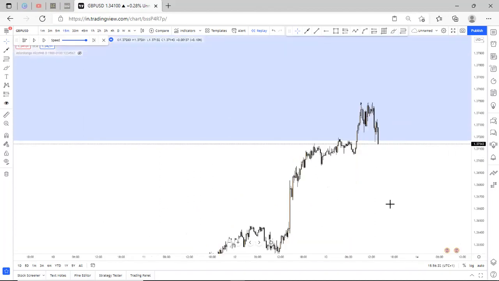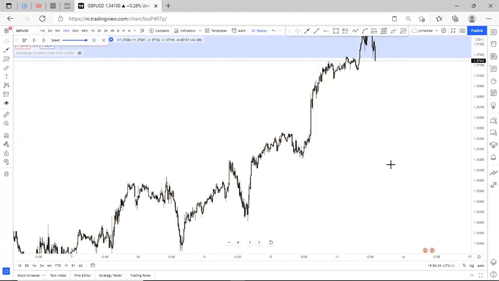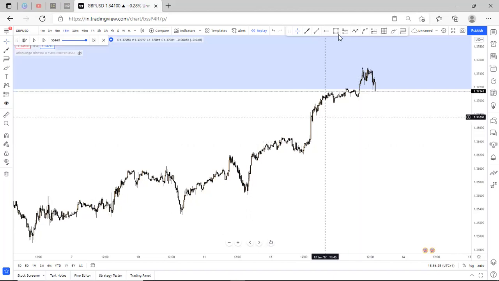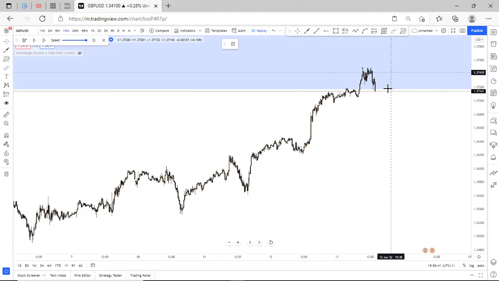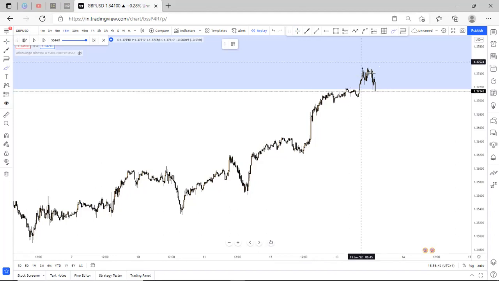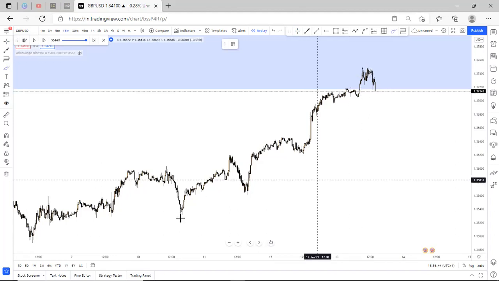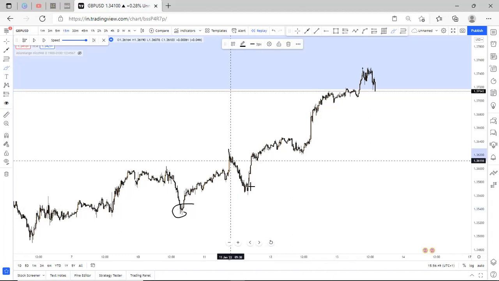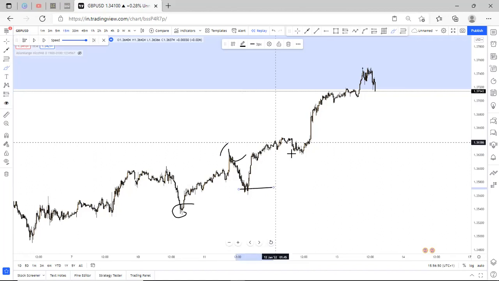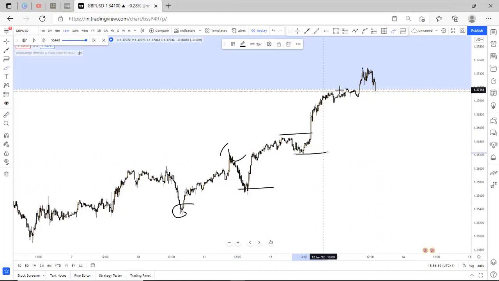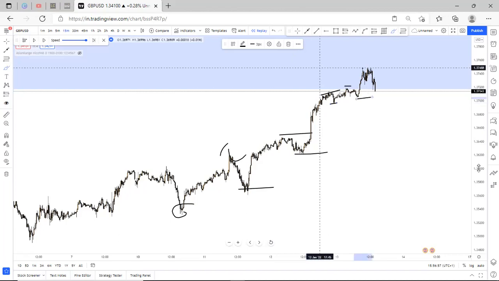That is, to wait for confirmations, we need to map out our structure. That is our higher highs and lower highs that we had before we got into this daily supply zone. And you can see from the look of things, we have this low, this higher high, this low, this higher high, this lower, higher low, higher high, higher low, higher high, higher low. Let's zoom in.